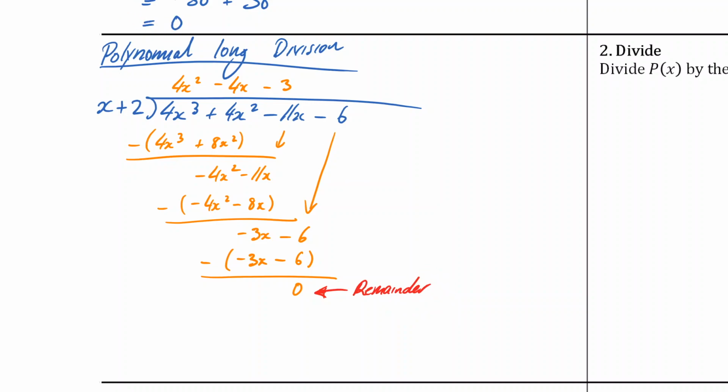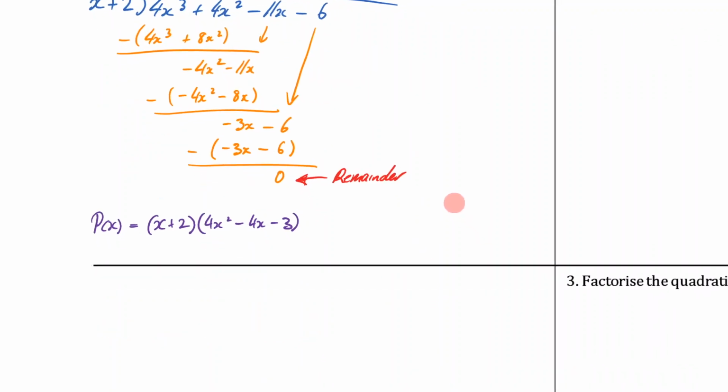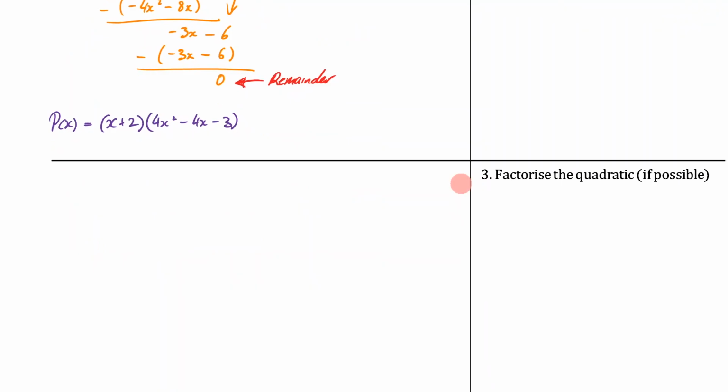So that means after all of that, what I can say is that p of x is going to be equal to my divisor, x plus 2, multiplied by my quotient. Because remember, this right here is my other factor: 4x squared minus 4x minus 3. Perfect. Having done that, now we come to our third step.